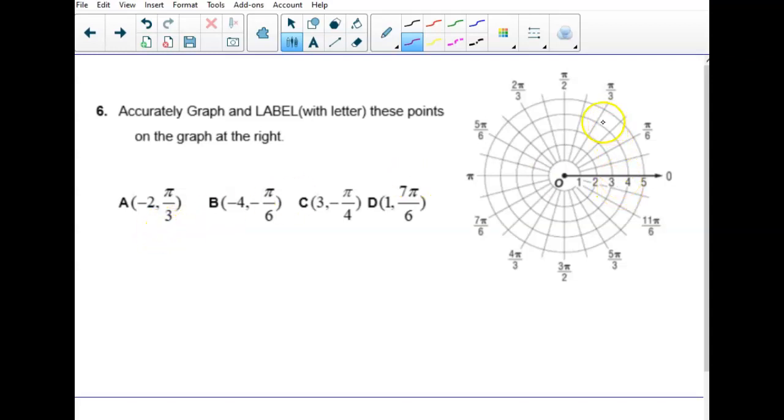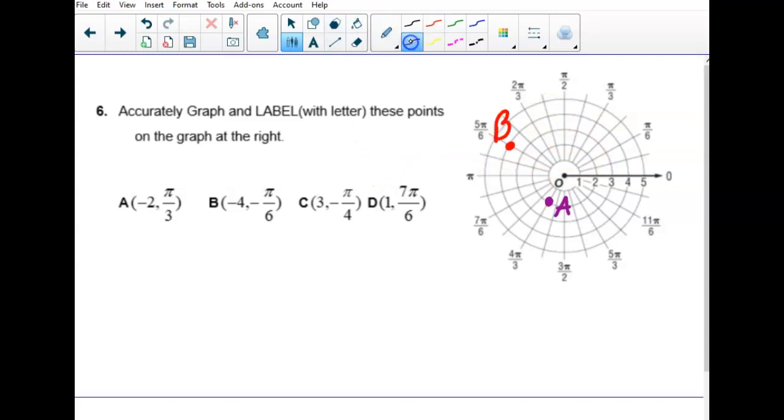Point A would be on the pi over 3 line. Carefully going back to lands me on which line? 4 pi over 3 right here. And that would be the -2. All right. B is negative pi over 6. What line is that? 11 pi over 6. But then it does say -4, so what line is that? 5 pi over 6 and out to the 4. 1, 2, 3, 4. That's right. Okay, B.